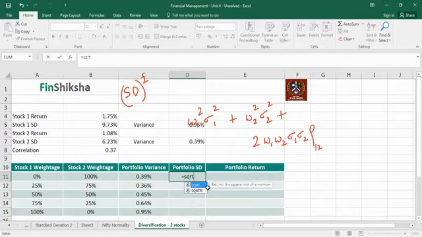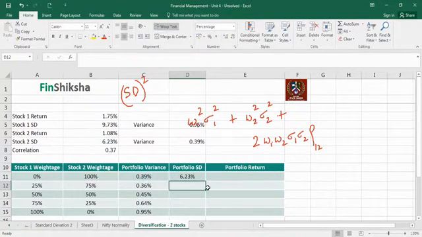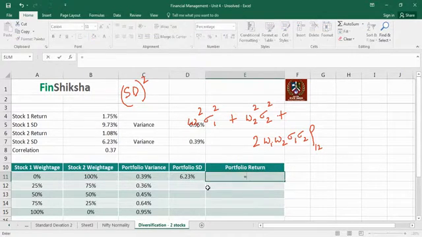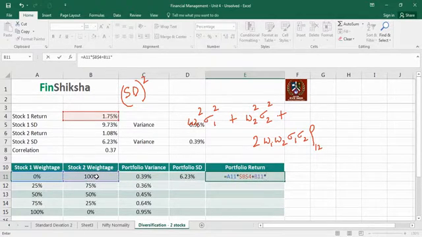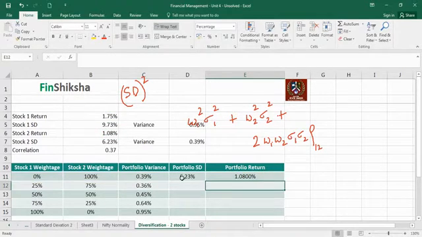If I calculate the square root of this, that's going to give me the standard deviation. And if I calculate the portfolio return, that's going to be 0% multiplied by stock 1 return, freeze that, plus 100% multiplied by stock 2 return, that's this, freeze that, enter.